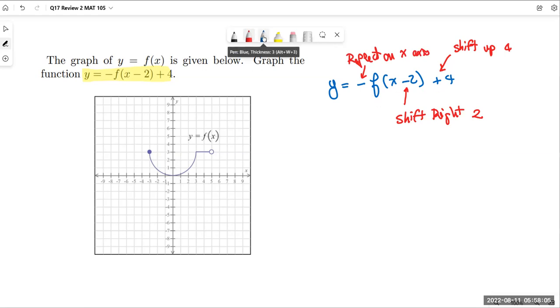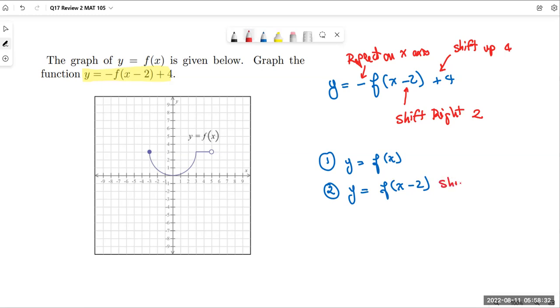So how are we going to start? The first step is we start with the function. We're going to graph y equals f of x. Now, the order that we're going to follow, usually you follow the order of operations. So the first one to do is the parentheses. And because this is between parentheses, I'm going to do y equals f of x minus 2 first. And this, as we said, is the shift right 2 units.